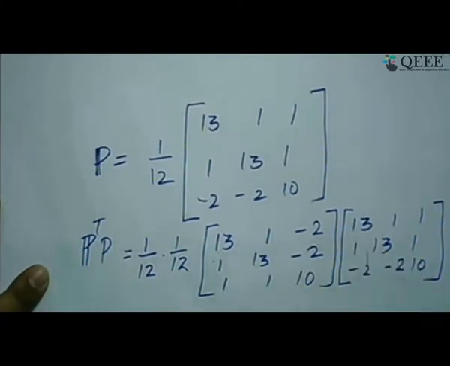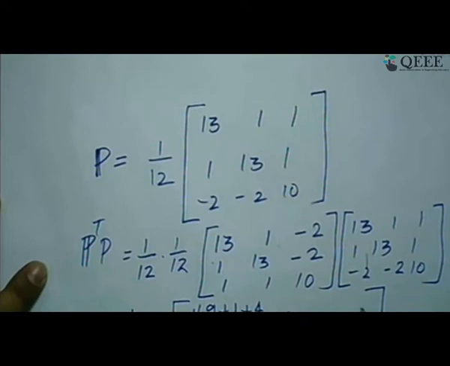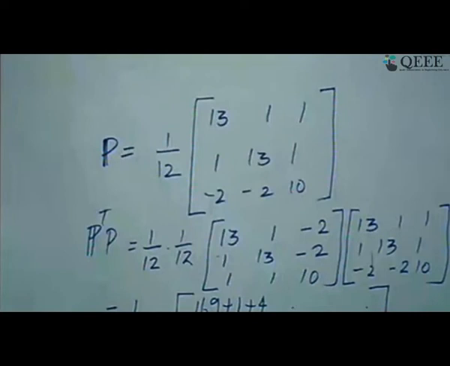So multiply. So what do you get? 13 squared and plus 1. So you can do the other computations in a similar way, and you get the matrix. So what is the matrix that you get? Okay. So you get the matrix like this.